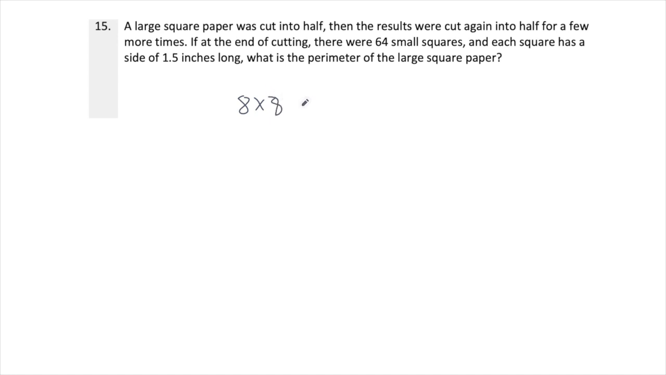Since the length of a side of a small square is equal to 1.5 inches long, the length of a side of the large square is equal to 8 times 1.5, which is equal to 12. Since the square has 4 sides, the perimeter of the square would be equal to 12 times 4, which is equal to 48. So the answer to this problem is 48 inches.